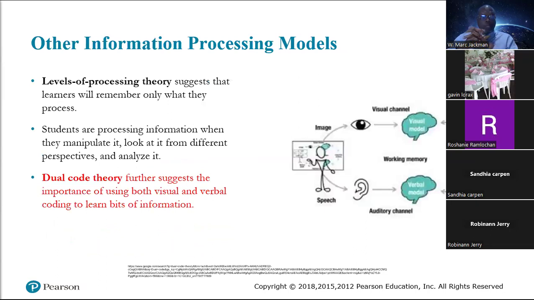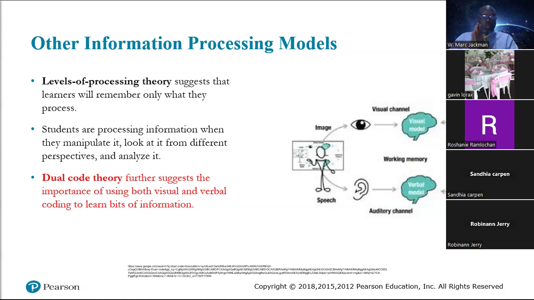Other information processing models have levels of processing that suggest learners will remember only what they process. So if you have 10 topics and you break up the class into three or four persons per topic, you'd find that persons would more or less retain more readily what they researched and what they presented, rather than what other groups would have presented, what other groups would have researched. Okay, so that personal involvement. Students are processing information when they manipulate it, when they look at it from different perspectives, and when they analyze it, and that's what we were saying.